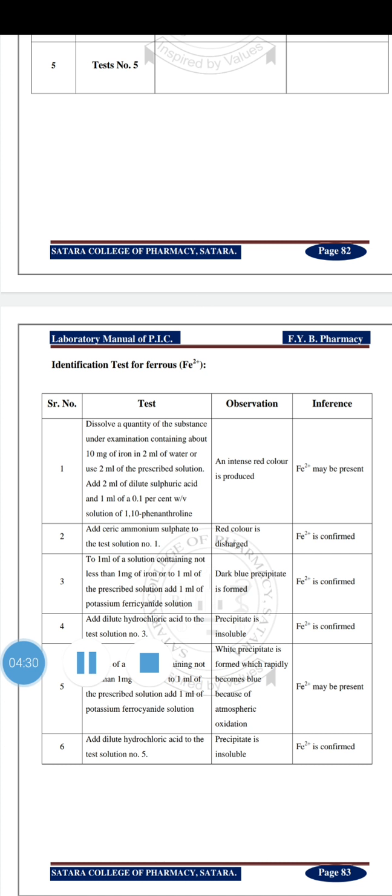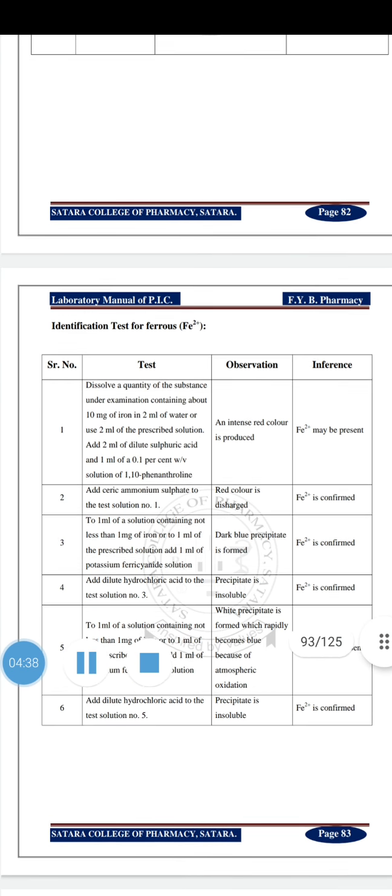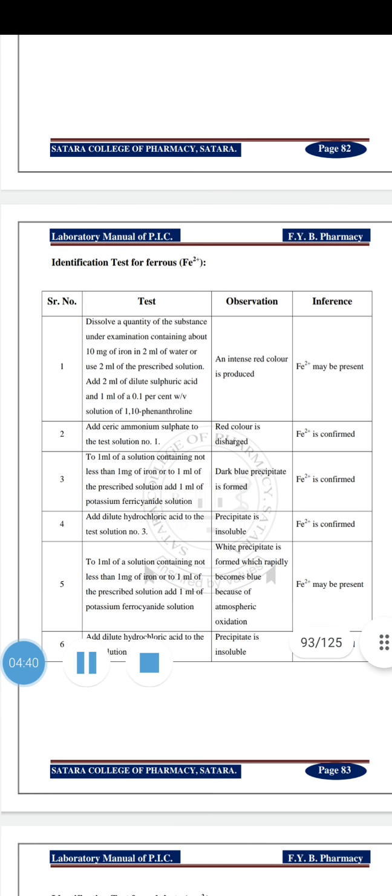The observation is an intense red color is produced, and ferrous may be present. Then add ceric ammonium sulfate to test solution number 1, and the red color is discharged, and ferrous is confirmed. Then take 1 ml of the solution containing not less than 1 milligram of iron, or 1 ml of the prescribed solution, and add 1 ml of potassium ferricyanide solution. Then a dark blue precipitate is formed. Then ferrous is confirmed.